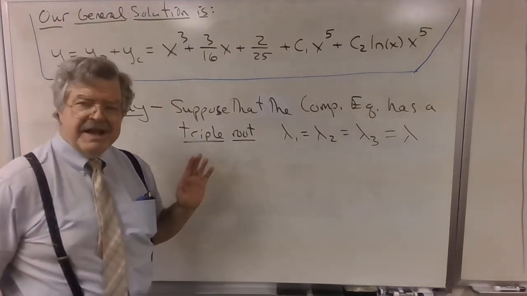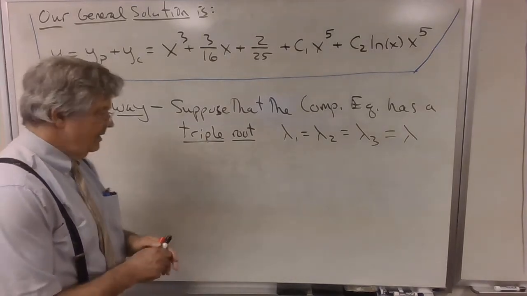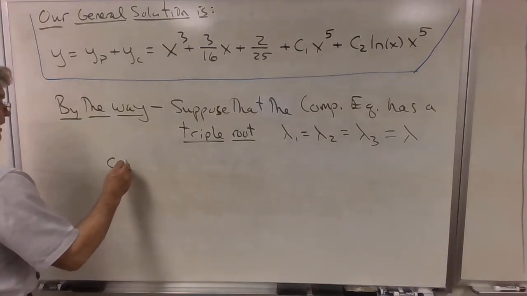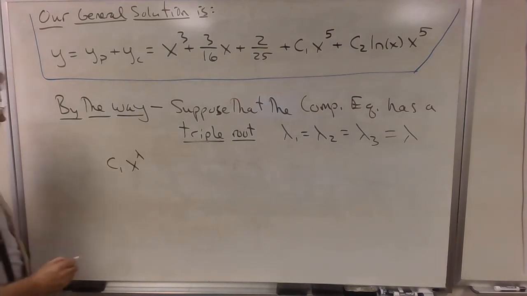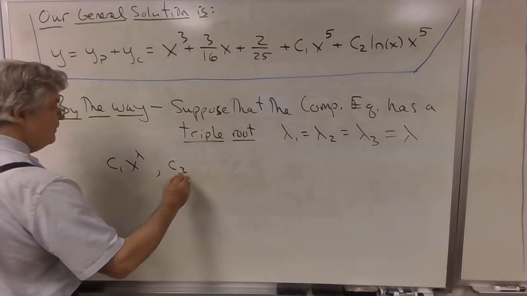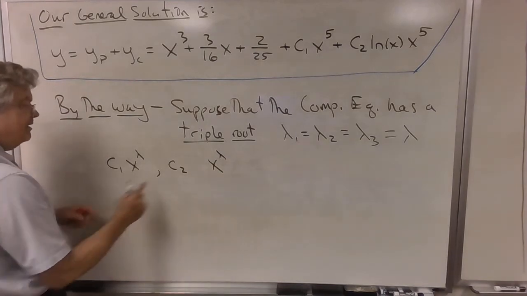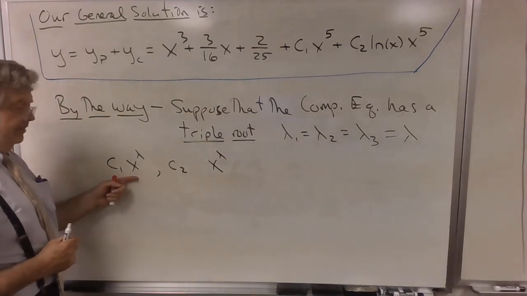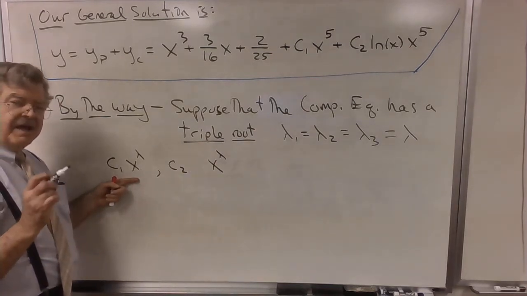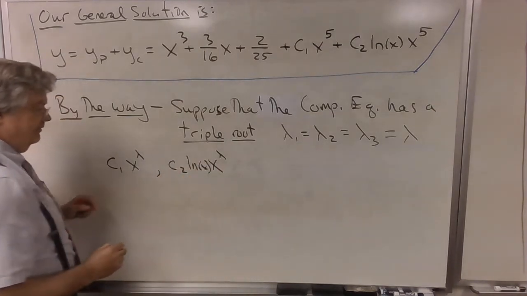We do the analogous thing with Euler equations. We have c1 x to the lambda. Now c2 times x to the lambda is not going to be independent of this solution. Essentially, they are the same solution. So to get an independent solution, we multiply this by natural log of x.